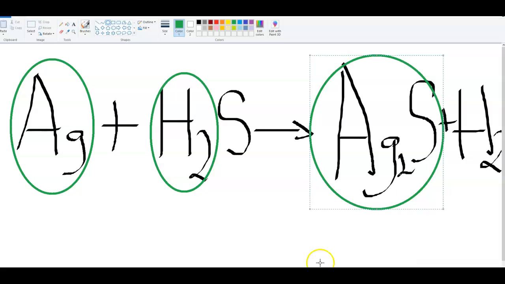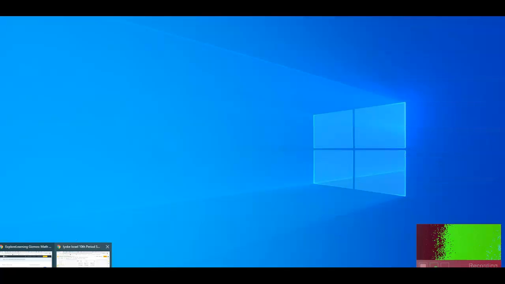So what we're saying is that this silver replaces hydrogen in hydrogen sulfide. Why is that possible? How is that possible? That is what we're looking at. Why is it that one element is able to displace another element in a given compound?